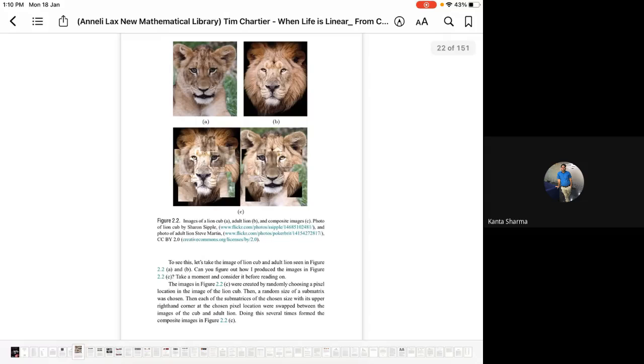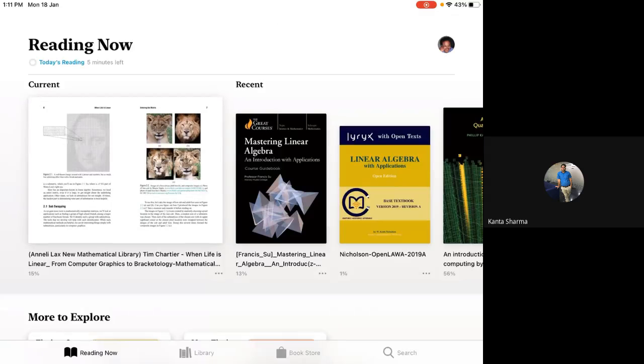Theory of matrices is nothing but theory of vector spaces. So even eigenvectors can be made use of. Eigenvectors and eigenvalues can also be used in detecting these images. Detection of images can be thoroughly done by using eigenvectors and eigenvalues. You can find some beautiful lectures in this particular book. Please go through this book also, published by the American Mathematical Society, When Life is Linear.